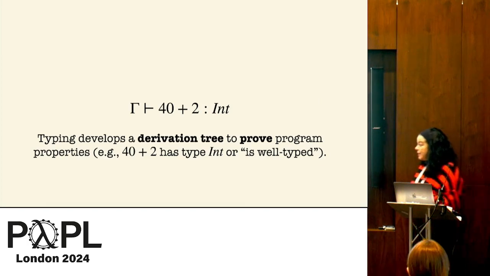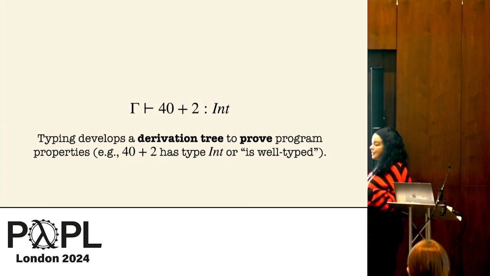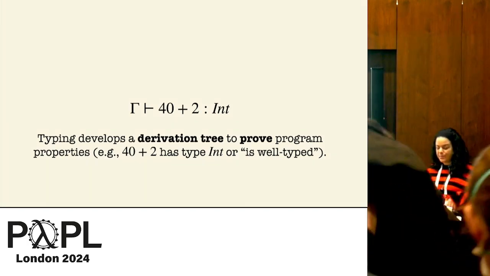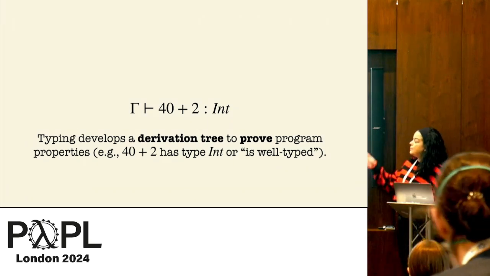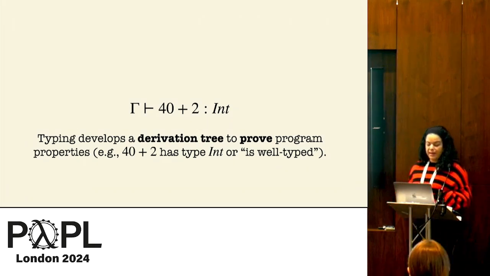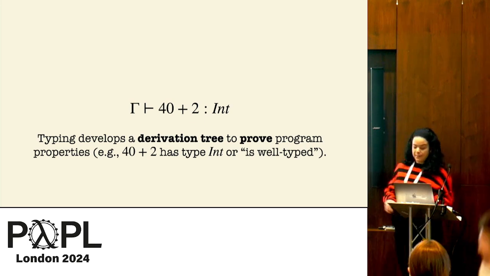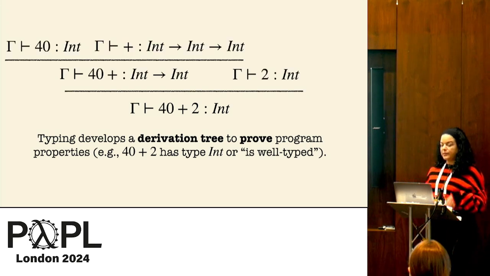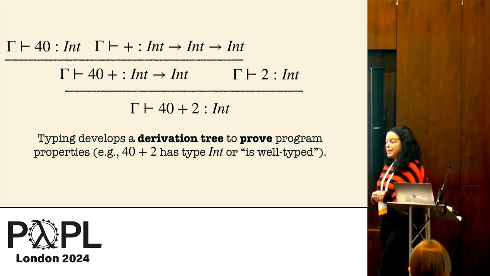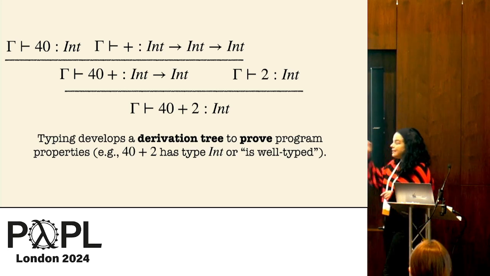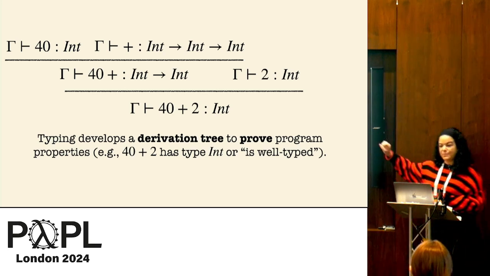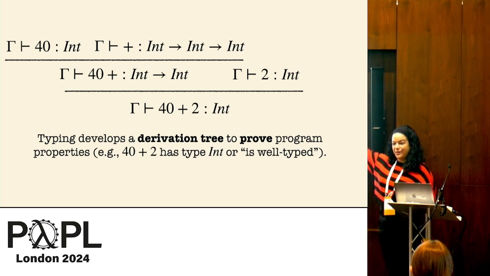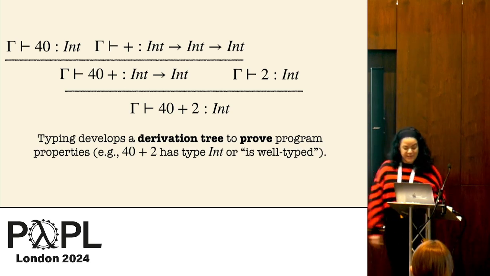So typing, since I developed the derivation tree to prove some program properties. For example, here I want to prove that 40 plus 2 has type integer, or is well typed. And to do that, we can go and construct the derivation tree. I thought I would not get into much detail because I assume that most people here know how this is done, know these rules.